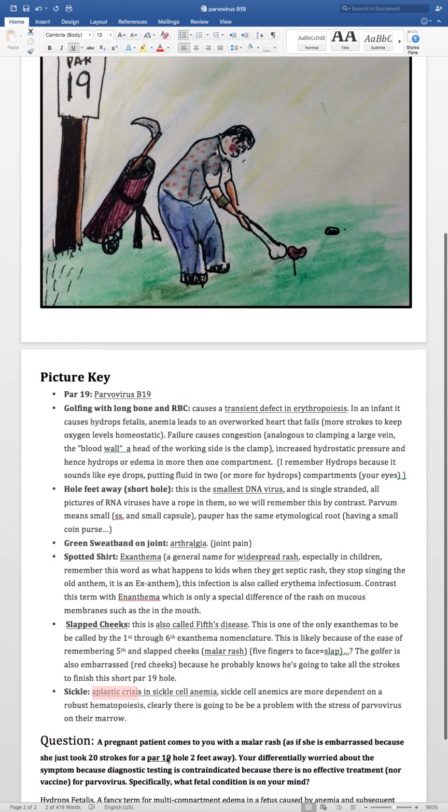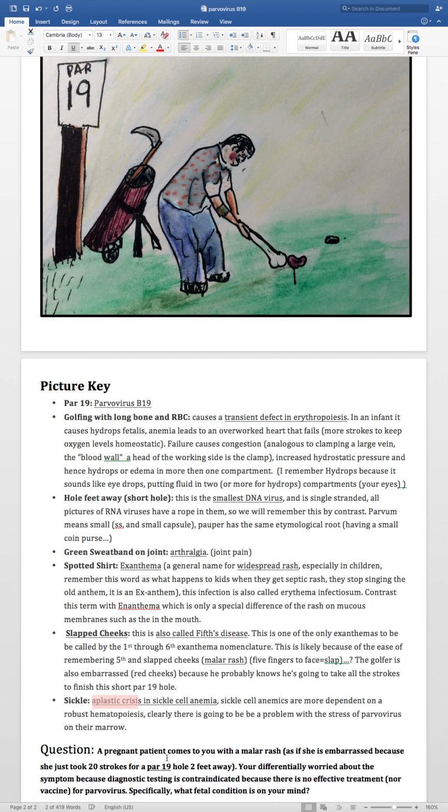I have one last question to maybe assess what we know and how we can apply it. So a pregnant woman comes to you with a malar rash, as if she's embarrassed because she just took 20 strokes for a par 19 hole 250 away. You're definitely worried about this symptom because diagnostic testing is contraindicated, because there is no effective treatment nor vaccine for parvovirus. Specifically, what fetal condition is on your mind?